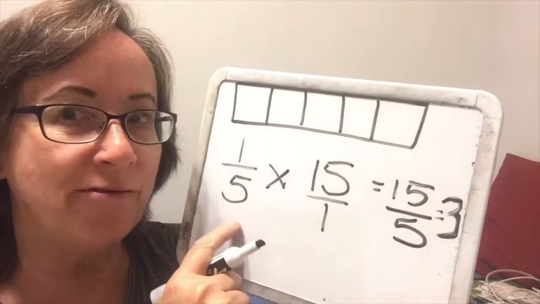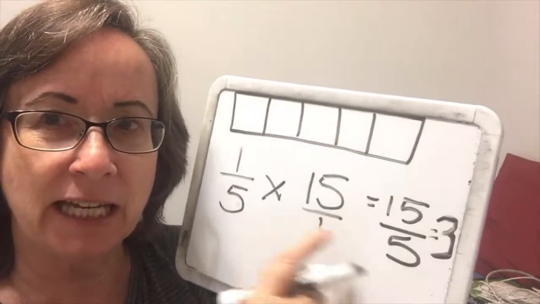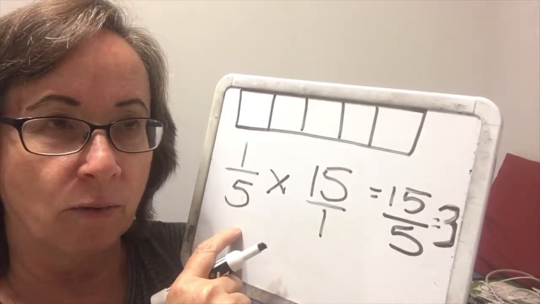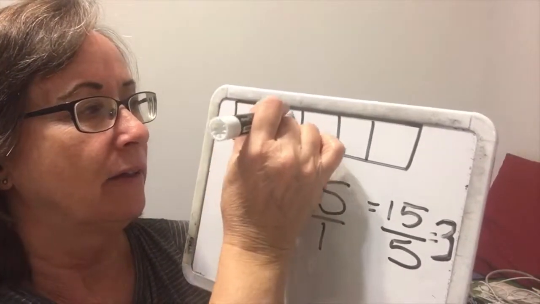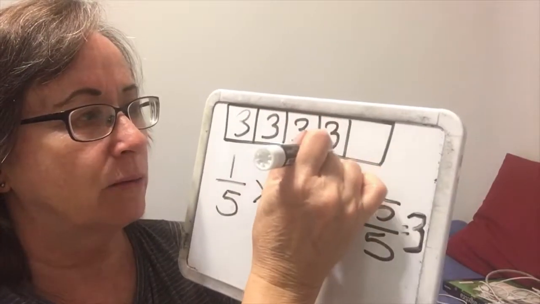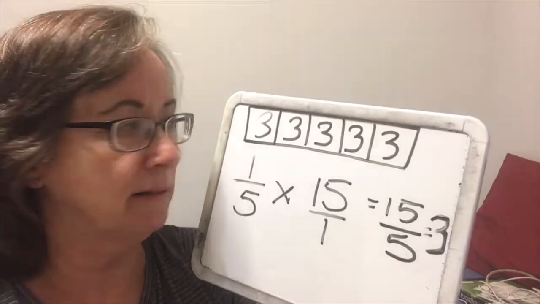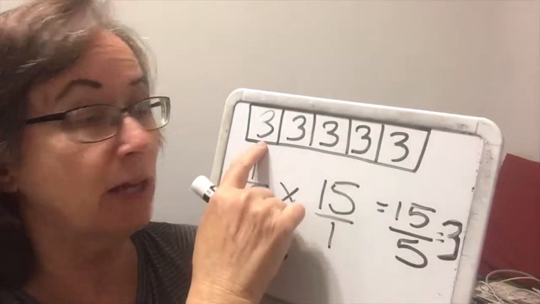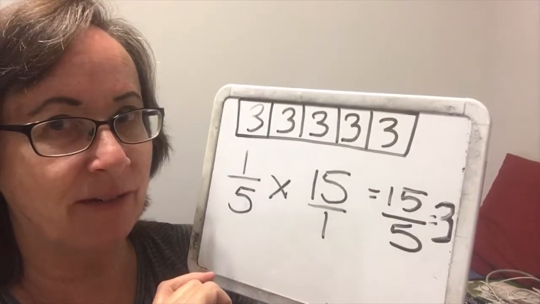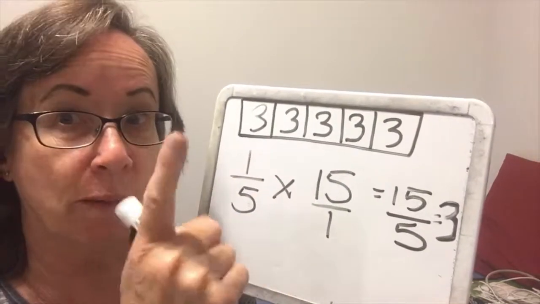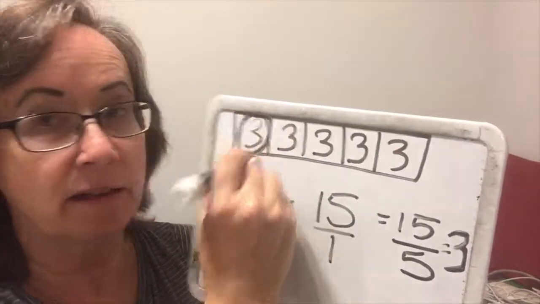Now, if I'm talking about 1/5 of 15, I'm really thinking, okay, how can I divide 15 into 5 equal parts? Well, 15 divided by 5 is 3, isn't it? So we have 3, 3, 3, 3, 3. 3 times 5 is 15. So 1/5 of 15 is a 3, isn't it? Once I've divided 15 into 5 equal parts, then 1/5 would be one of those parts. So 1/5 of 15 is 3.